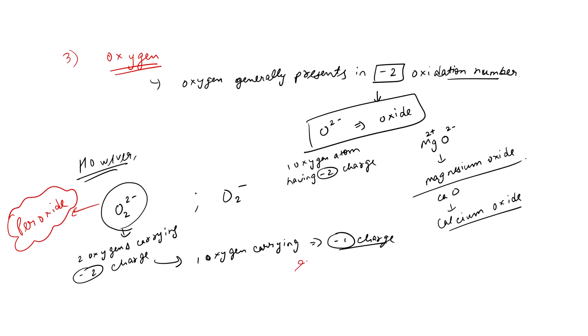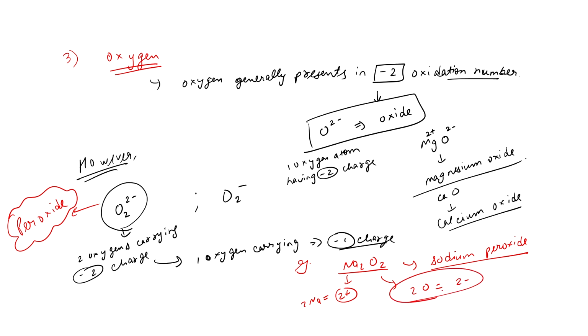Peroxide. Example I will give you, let us say Na2O2. This is called sodium peroxide. Sodium is present in +1 oxidation state. I have told you that the group 1 elements are always present in oxidation number +1. That means 2 sodium having 2 plus charge. That means here 2 oxygen are carrying what charge? 2 minus charge, and if 2 oxygens are carrying 2 minus charge, that means it is a peroxide.